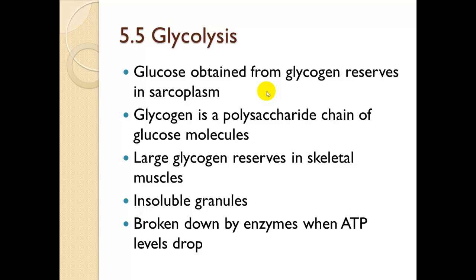5.5, more terms. This is glycolysis, which means the breakdown of sugar. Glycolysis is obtained from glycogen reserves in the sarcoplasm, and this is going to be the fluid in the muscle cell itself. Just like we learned about cytoplasm in the cell, the sarcoplasm is the fluid in muscle cells. Glycogen is a polysaccharide, which means a big, gigantic sugar molecule. It's chains of sugar molecules. Large glycogen reserves in the skeletal muscle have insoluble granules, and they're broken down by an enzyme when ATP levels drop.